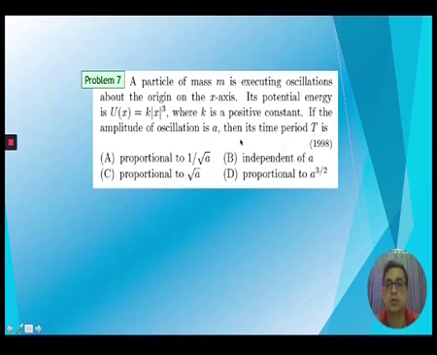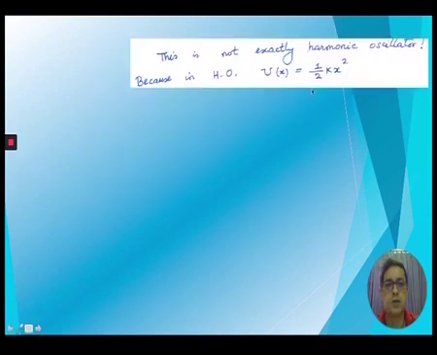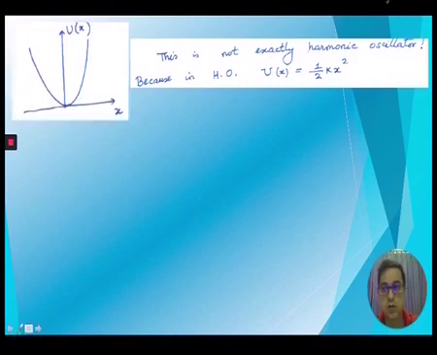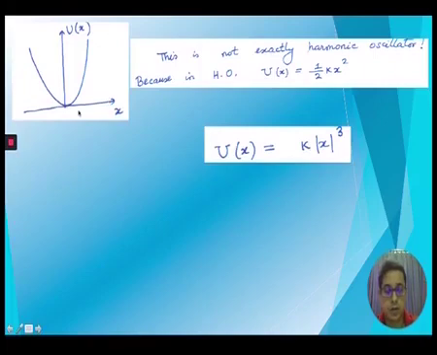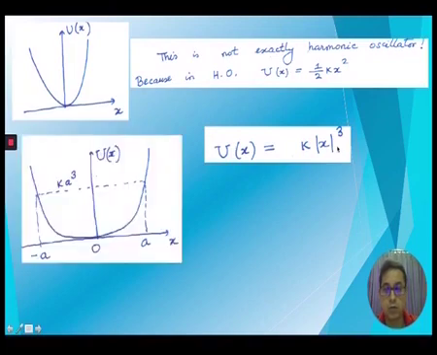This is a nice problem, but this situation is not simple harmonic, because for simple harmonic motion, you know the potential is ½kx², and here it is k|x|³. So obviously this is not a simple harmonic motion, not exactly, but under certain approximation you can always consider it to be simple harmonic. But anyway, a simple harmonic potential looks like this. On the other hand, here k|x|³, if you plot it, this would look like this. It is basically wider, you see.